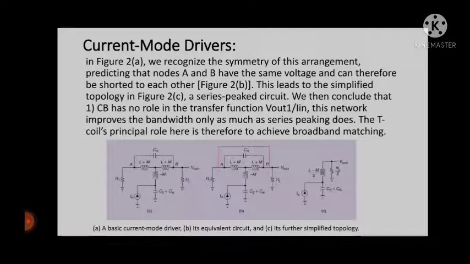So here the T-coil is used for the principal role of broadband matching. Figure 1 is a basic current mode divider, and figure 2 shows the simplification of that, the equivalent circuit of the current mode divider. Figure C is the simplified equivalent circuit of figure B. This is the simplification of the figure B current mode divider circuit.